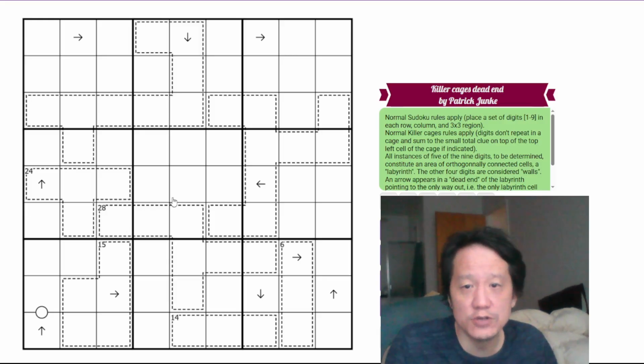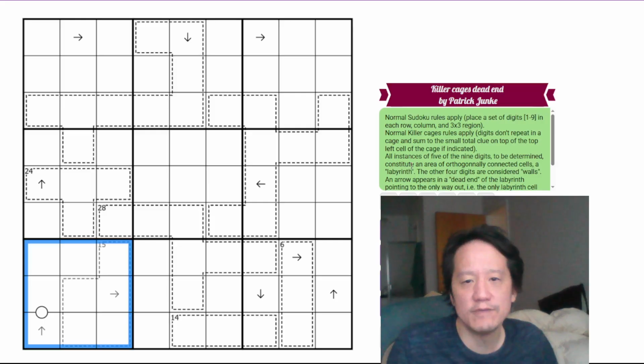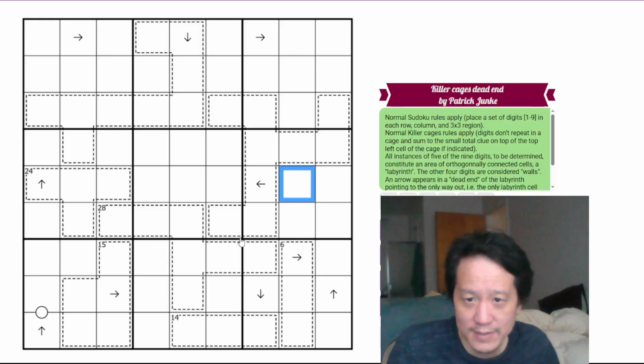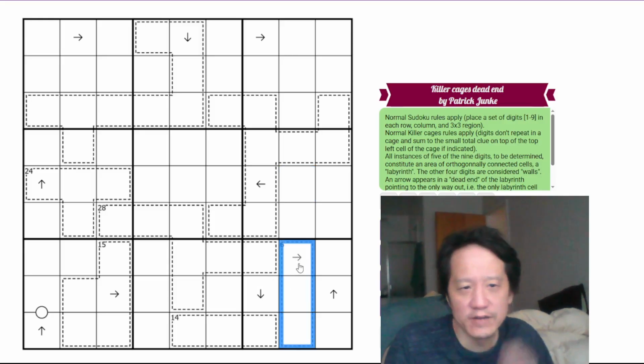Normal Sudoku rules apply, which means place the set of digits 1 through 9 in each row, column, and 3 by 3 region. We also have normal Killer Cages rules apply, where digits don't repeat in a cage, and sum to the small total clue on the top left of the top left cell of the cage if indicated. Okay, that was kind of confusing to me.